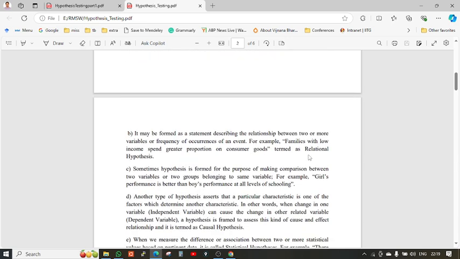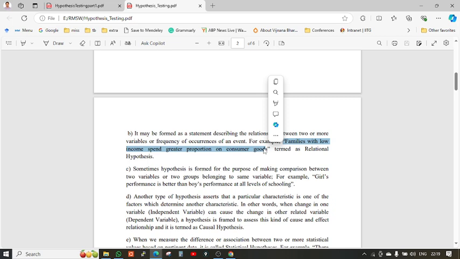Second is relational hypothesis. We have to find out the relations between two or more variables. For example, families with low income spend greater portions on consumer goods. Means the families whose income is very low spend more on daily goods rather than investing the money in different sectors, because they are very poor, and whatever money they earn, they spend on their daily needs. So this is the relation between the daily needs and the income.